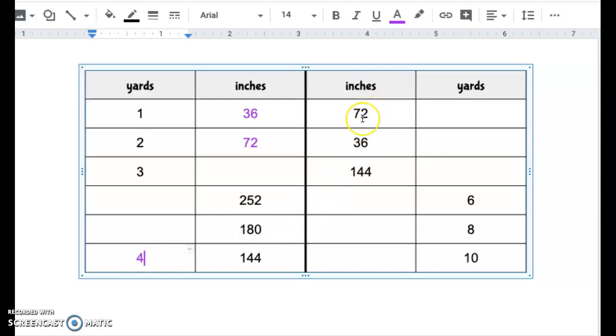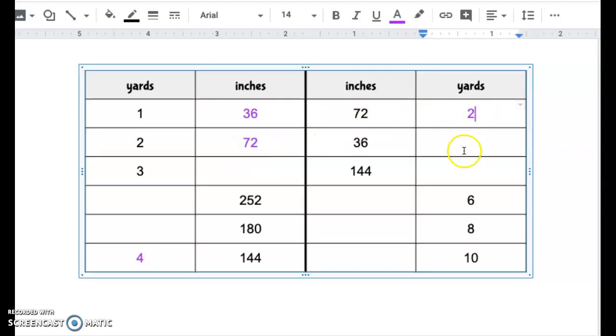Let's go from inches to yards. So I have to divide by 36, and I can look over here. Look, I already have 72 inches. Looks like I'm going to use this chart for my benefit. This side of the chart tells me that 2 yards is 72 inches, so 72 inches is 2 yards. Again, here, 144 inches to yards. That's a pretty easy one to fill in.